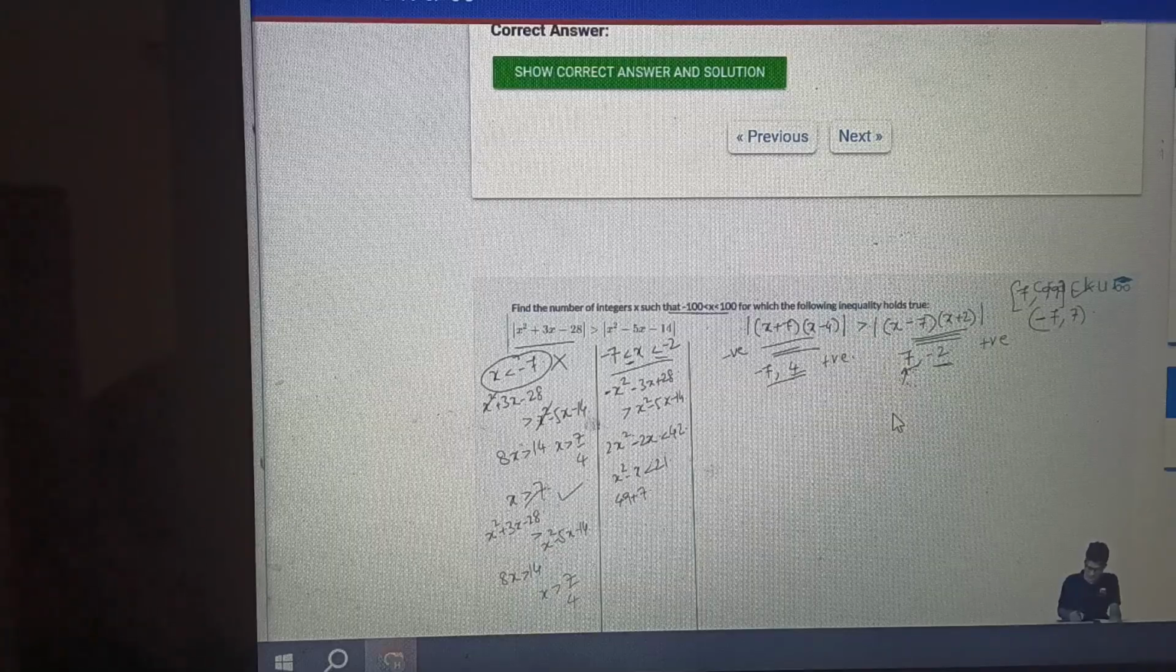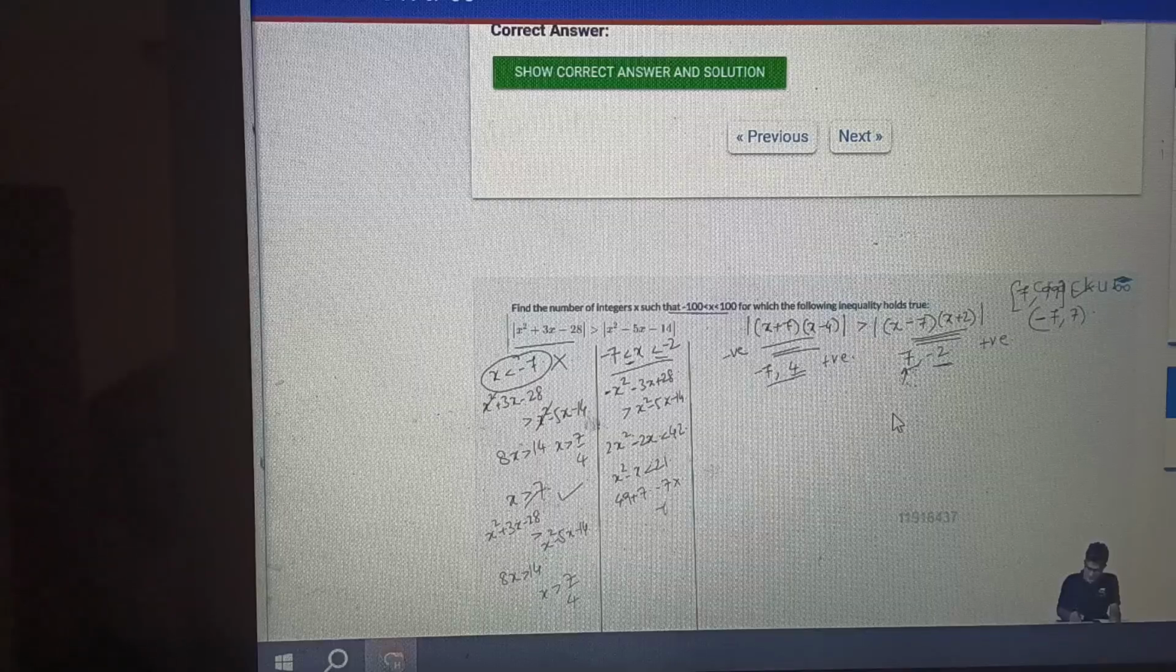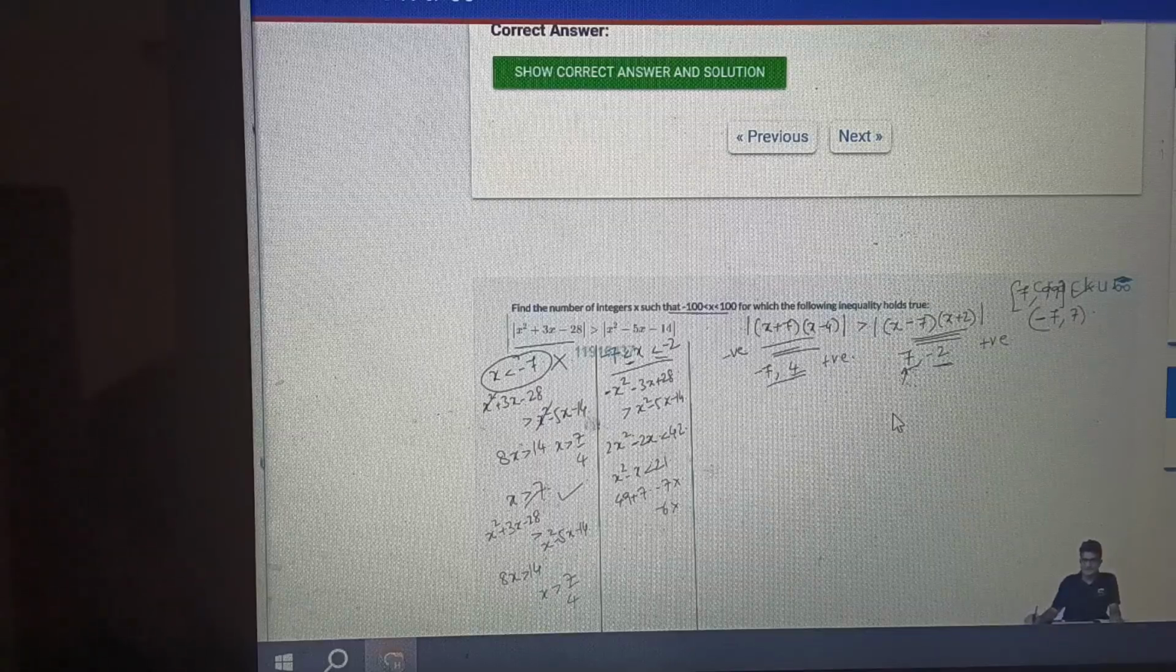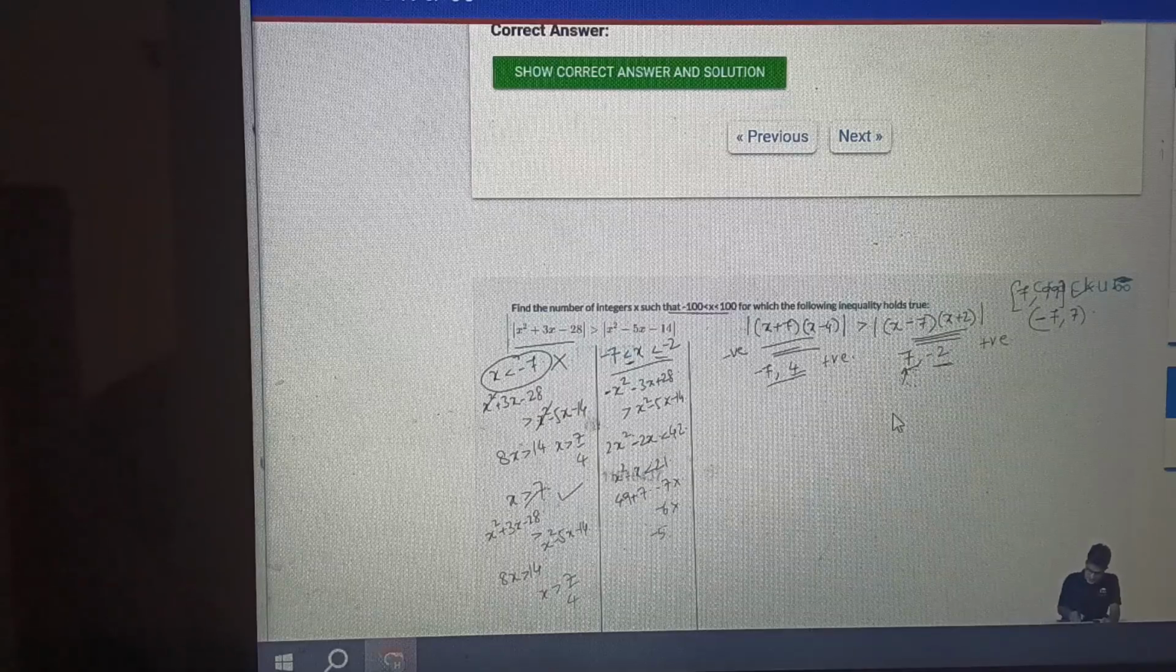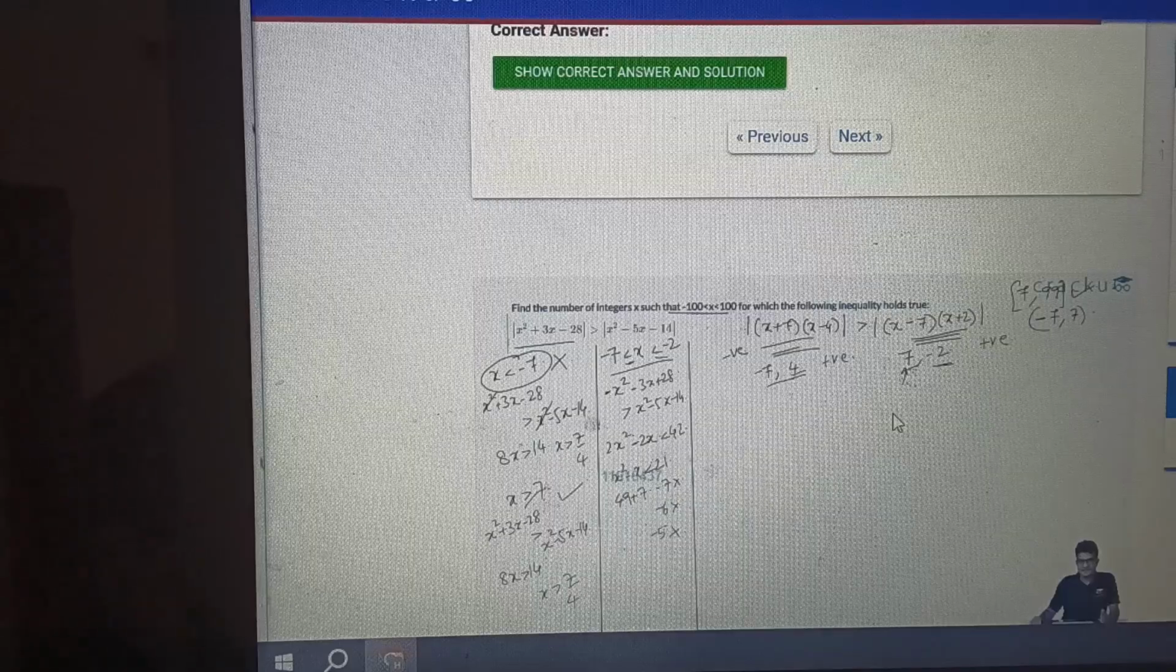This is 56, so this is not true for minus 7. Similarly, if you look at minus 6, also this is not true because x square is 36. Minus of minus 6 will be equal to plus 6. This won't even be true for minus 5, because this becomes equal to 25 plus 5, which is 30. That is the left hand side.